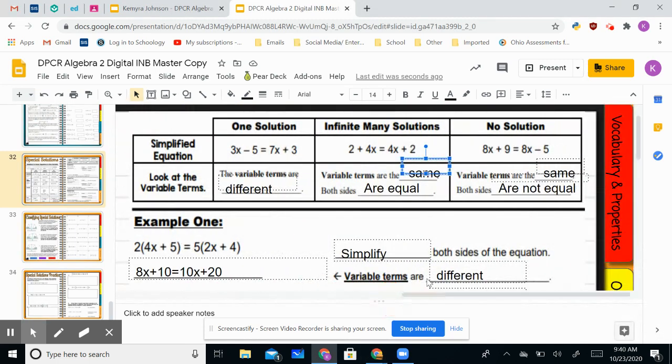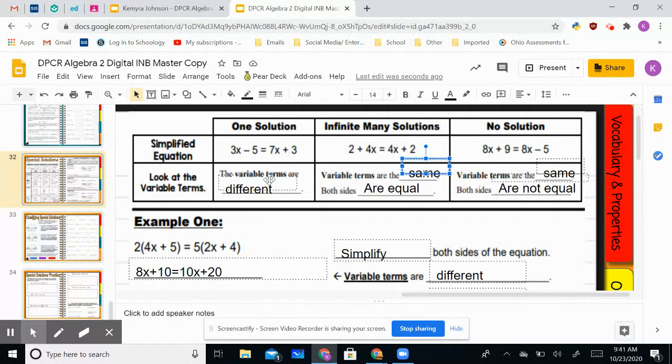So let's take a look at this top half over here. Now, the main thing you need to know is that when you're identifying special solutions, it's really a surface level. I'm looking at the equation and I'm noticing something about it. So if you have one solution, what you're going to notice is that you have two different variable terms. So the variable terms will be different.